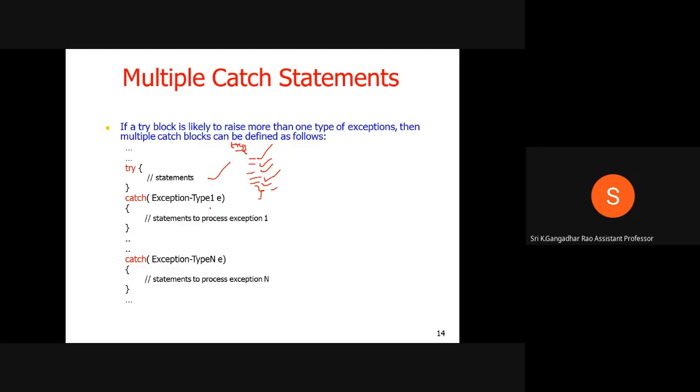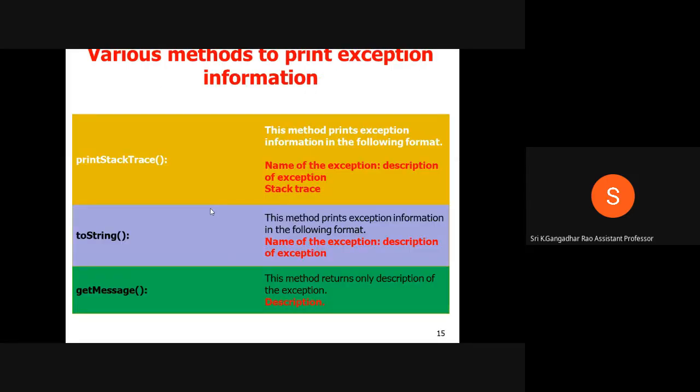For each kind of exception that may be raised inside your try code, remember this always. In the try block, if there are 10 lines, all 10 lines may raise 10 different exceptions. In that case, you have to provide 10 catch handlers. You remember this point, right?